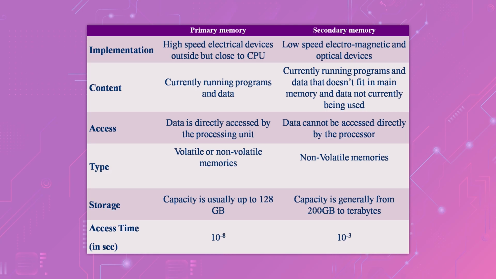But in comparison, if we are talking about the primary memory, they are high speed electrical devices, but they are outside but close to the CPU. They are relatively slower than the CPU memory, but still they manage the access because direct access can be made, so the data can be accessed by the CPU from the main memory. And lastly, we have the secondary memory, which are low speed electromagnetic devices or optical devices, but they are primarily used for bulk storage.